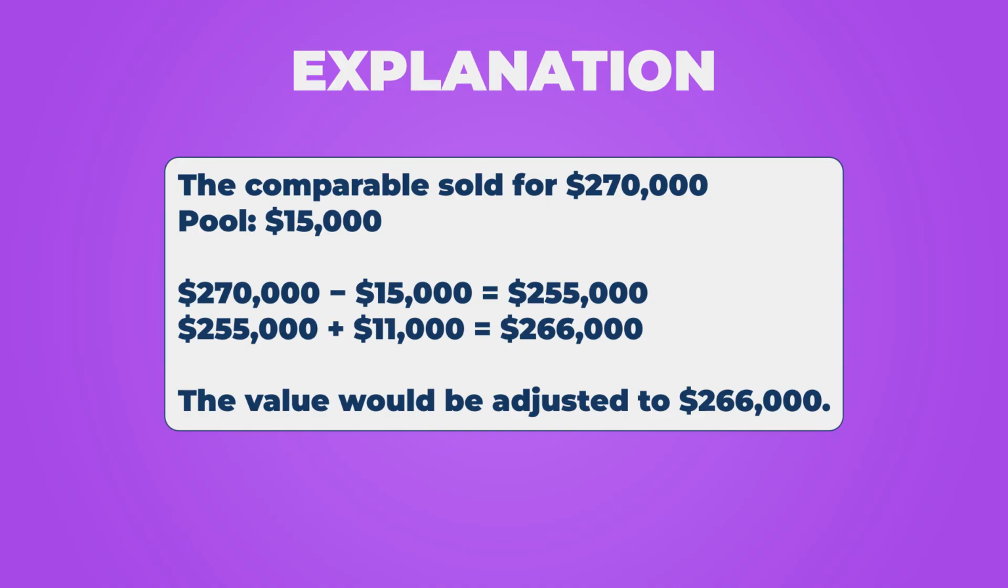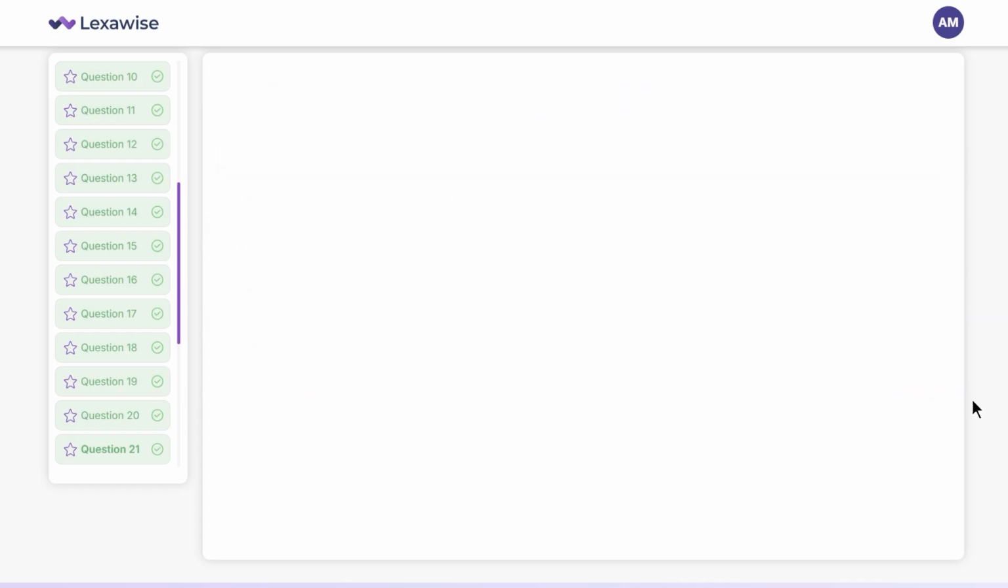The subject property does have an extra bedroom, $5,000, and bathroom, $6,000. So we add $11,000. $255,000 plus $11,000 equals $266,000. So the value would be adjusted to $266,000. Let's continue with the next one.